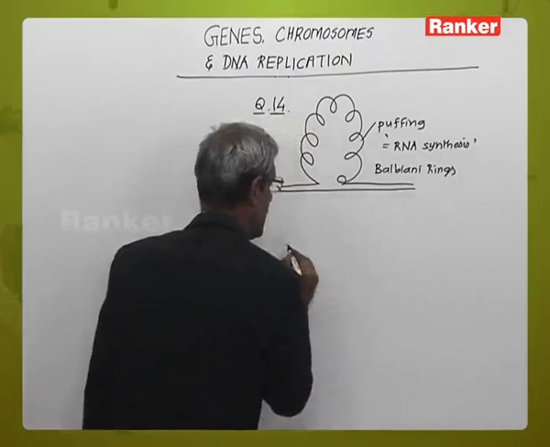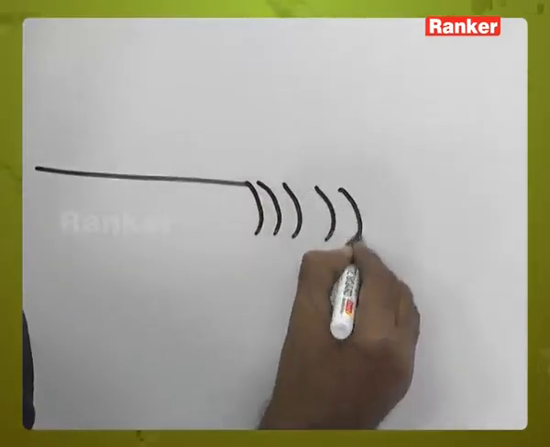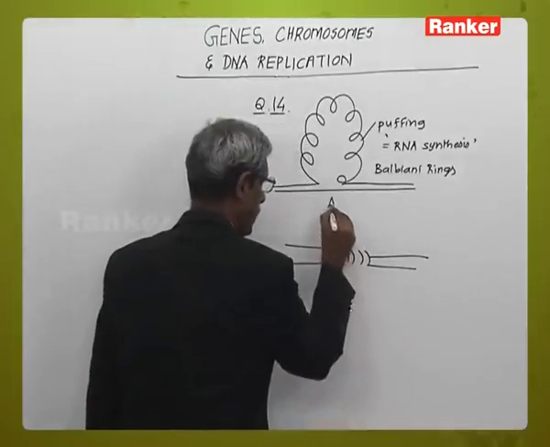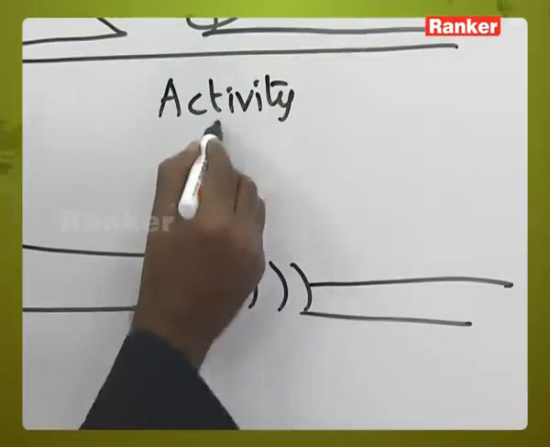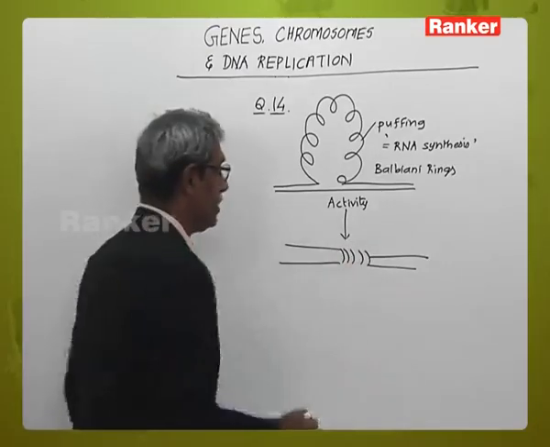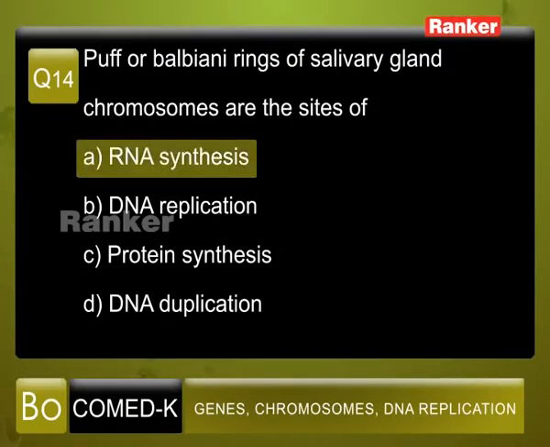will again get condensed and can just exist in the form of a band. So, this is the activity region. After the puffing is over, it can again return to its normal form in the chromosomes. So, these regions are primarily termed the regions of RNA synthesis. Hence, the right answer is A.